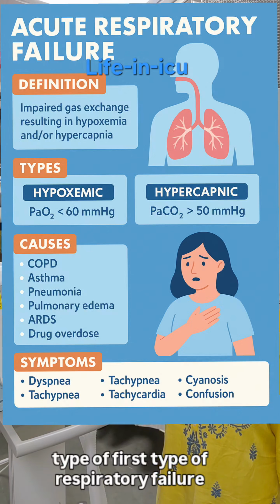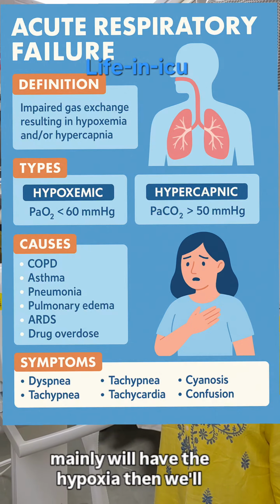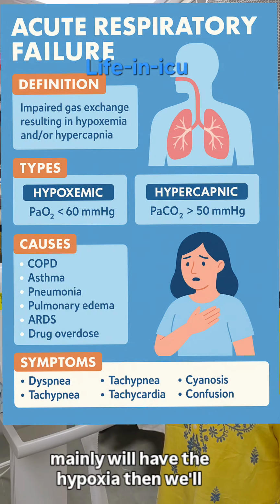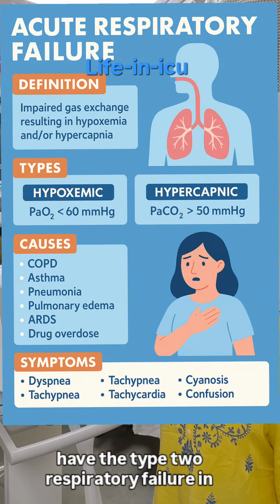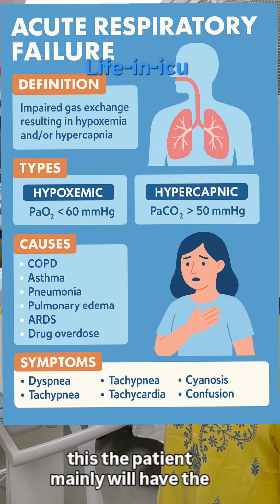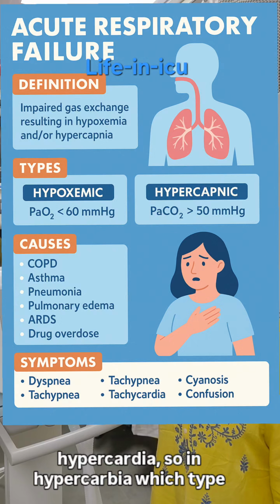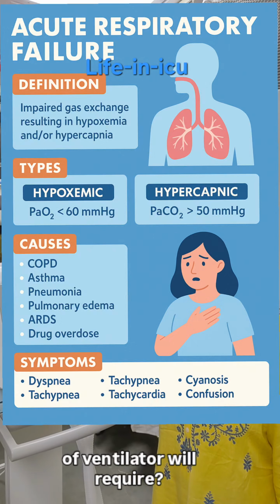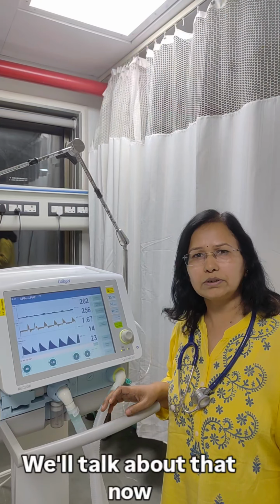The first type of respiratory failure is type 1, in which the patient mainly will have hypoxia. Then we have type 2 respiratory failure, in which the patient mainly will have hypercarbia. So in hypercarbia, which type of ventilator will be required, we'll talk about that today.